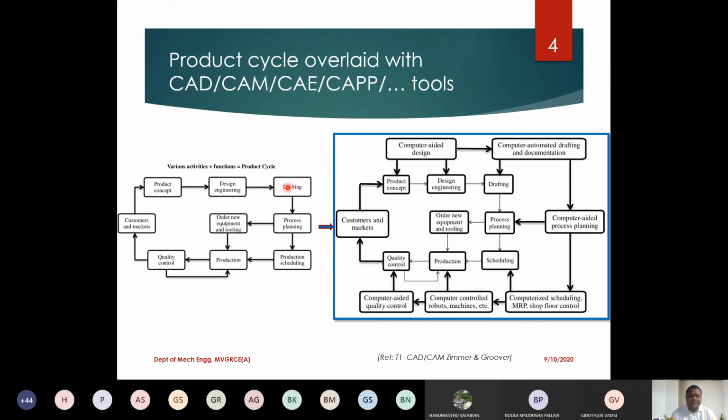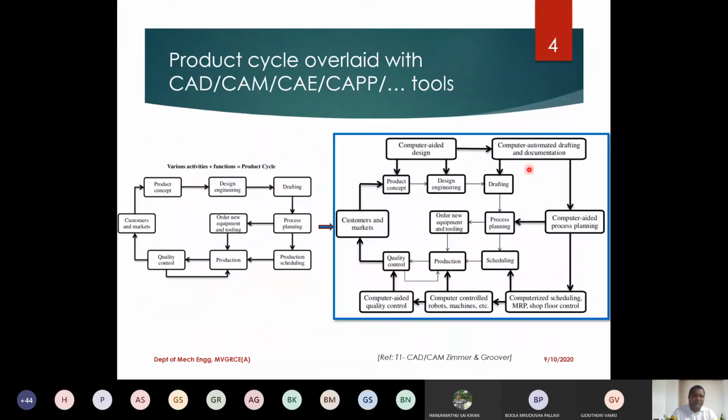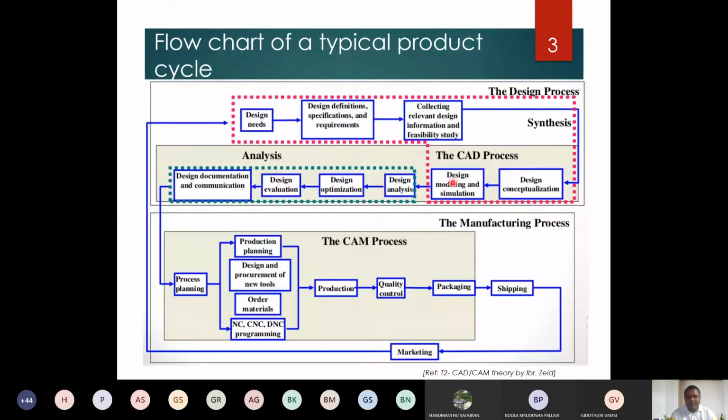If you look at it, he just showed only 3 key phases. Up to design conceptualization, 1, 2, 3, 4, he clubbed, and he's saying that it's nothing but product concept. And design engineering is not only the modeling but also analysis. He is leaving out design documentation and communication.